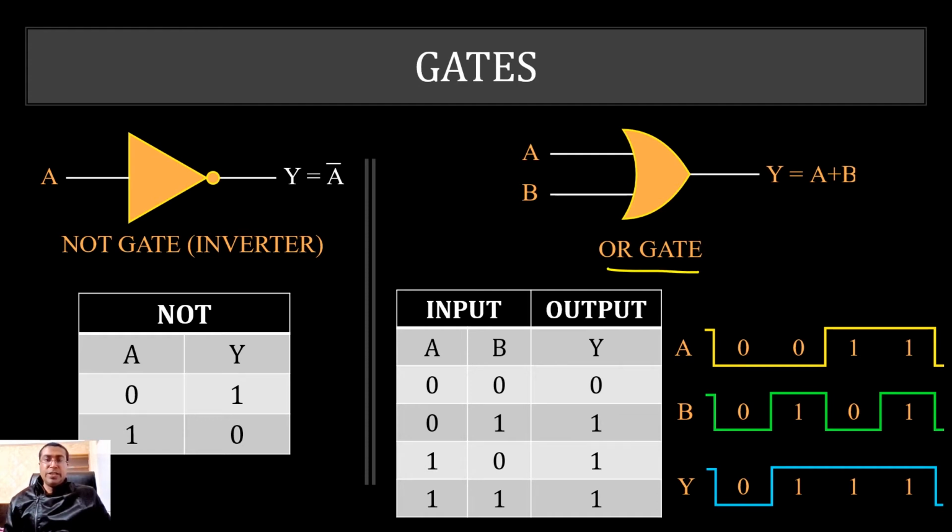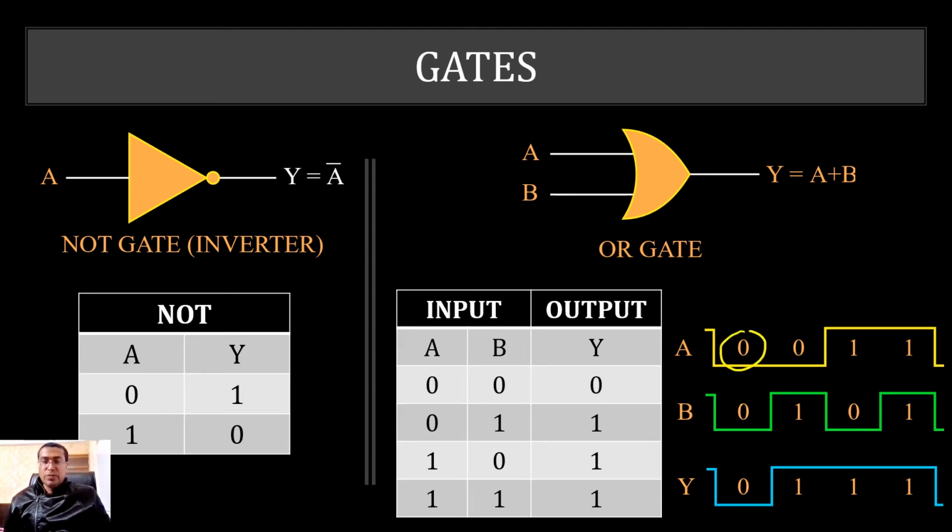OR gate. The symbol for the OR gate is like this. The inputs are A and B and the output is Y. So if the input is 0 and 0, the output will be 0. If the input is 0 and 1, the output will be 1. If the input is 1 and 0, the output will be 1. And if the input is 1 and 1, the output will be 1. So this is called a truth table. And we can show the graph for this.